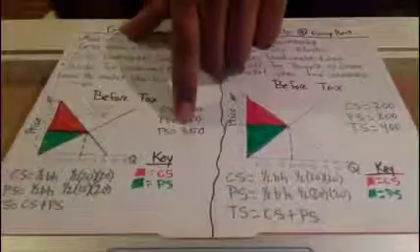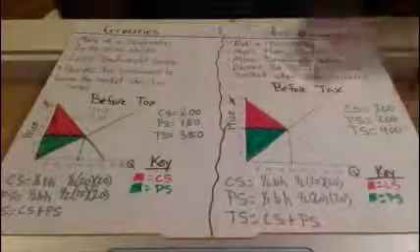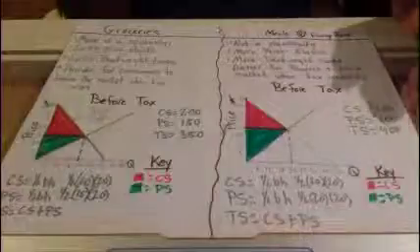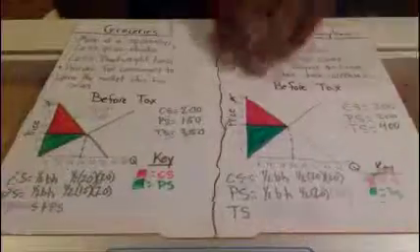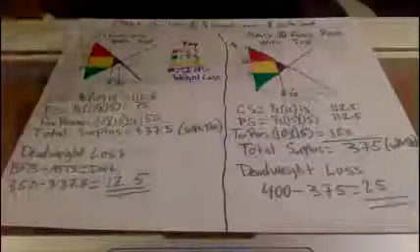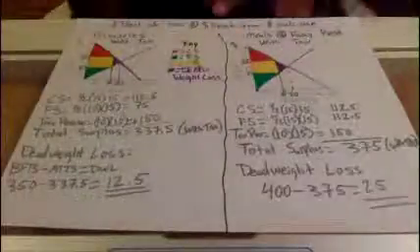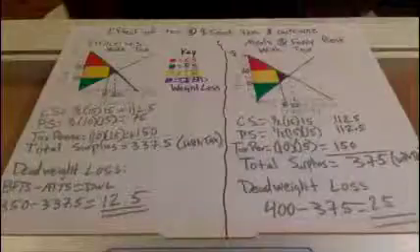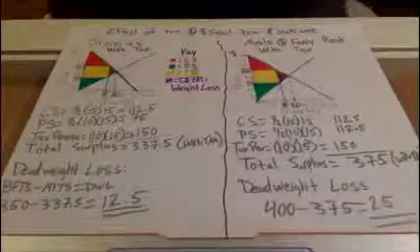So we have groceries sitting at 350 total surplus before tax, and meals at fancy restaurant sitting at 400 before tax. All right. So now if we implement a tax of $5 on each item, what would happen?